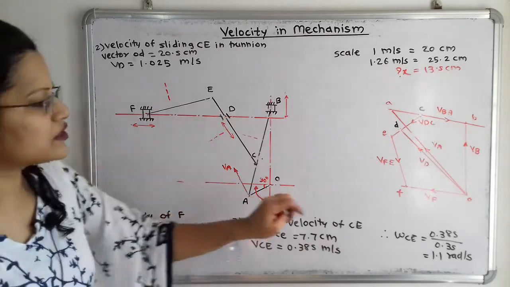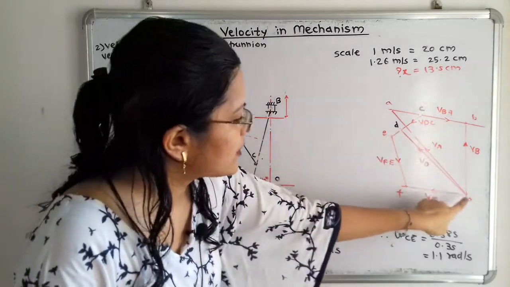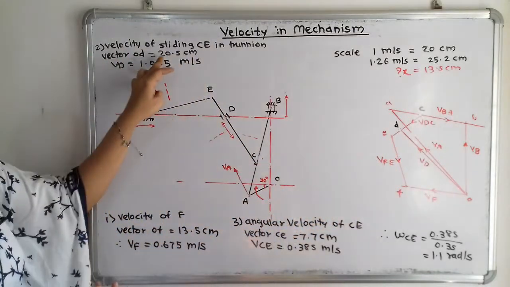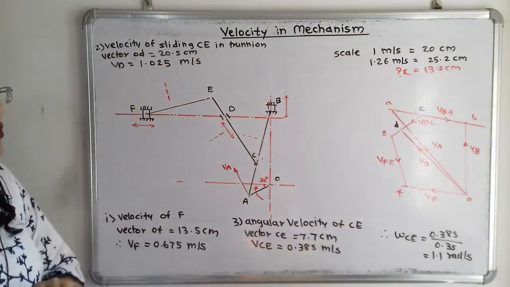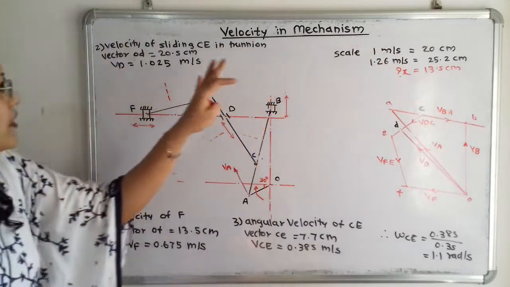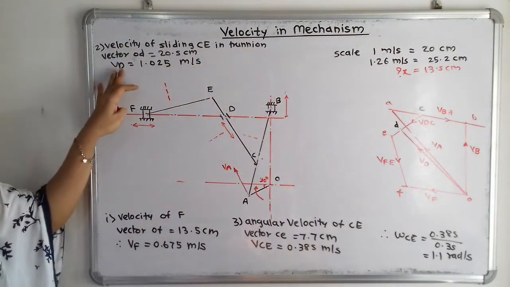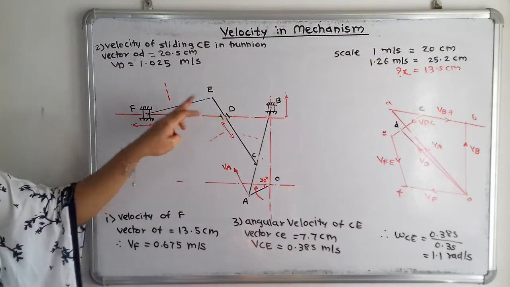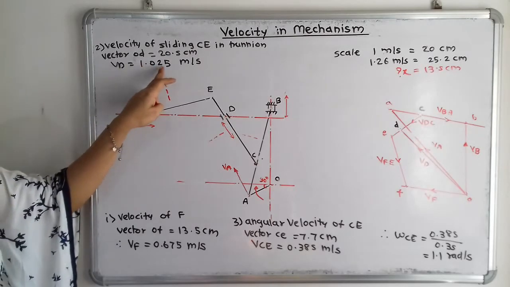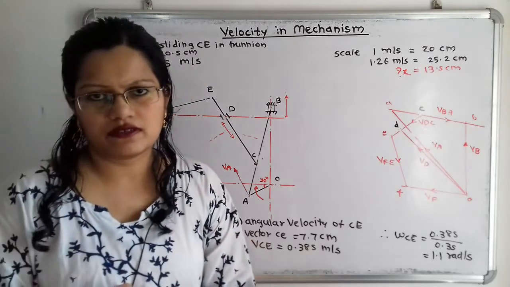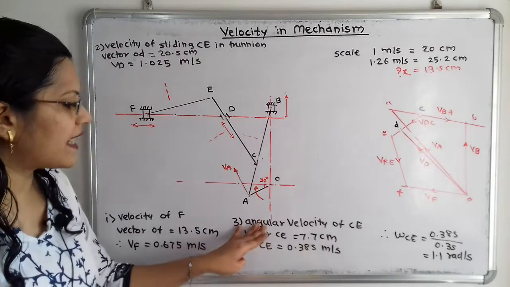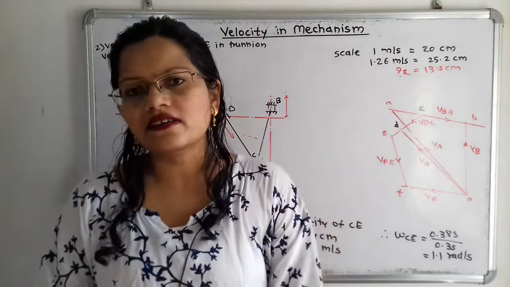So we have to measure vector O to D. So what is the length of this vector O to D? That is 20.5 centimeter. So with this scale, if we measure the velocity, the velocity of sliding at this point D is equal to 1.025 meters per second. Then the third question is the angular velocity of this link CE.